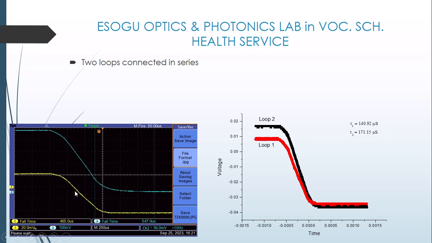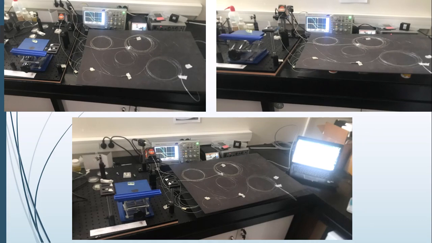And in this case, it's in a stable situation. Loop 1: 140.92 microsecond ringdown time, and loop 2: 171.15 microsecond ringdown time. Two different loops, two different ringdown times. That's normal. And then when you apply any external parameter, we can change the ringdown time and collect the data.